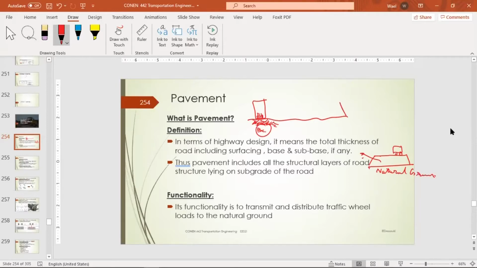So we make this structure, which we call pavement, so the wheel load spreads over an area, and the load is distributed such that the pressure here is less than the bearing capacity of the soil. Clear? So that's the functionality. The functionality of the pavement is to distribute the traffic wheel loads to the natural ground.